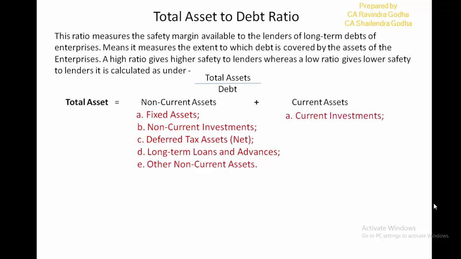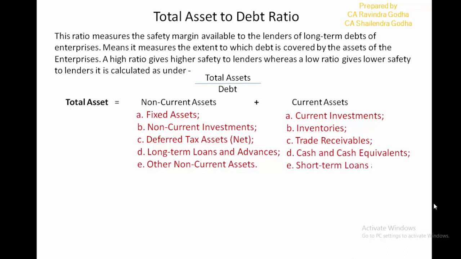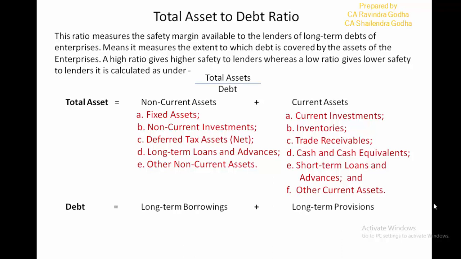Current assets include current investments, inventories, trade receivables, cash and cash equivalents, short-term loans and advances, and other current assets. The contents of non-current assets and current assets are explained to you in the first chapter of this book. Debt is equal to long-term borrowings plus long-term provisions. Debt was explained in the last ratio itself, debt to equity ratio, so I am not explaining it again.